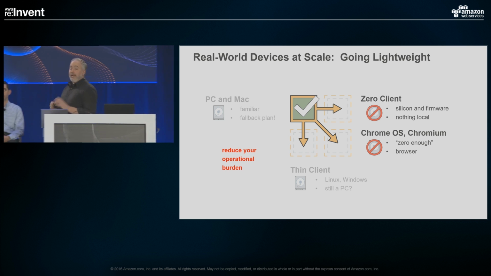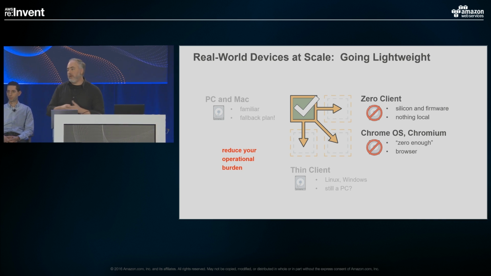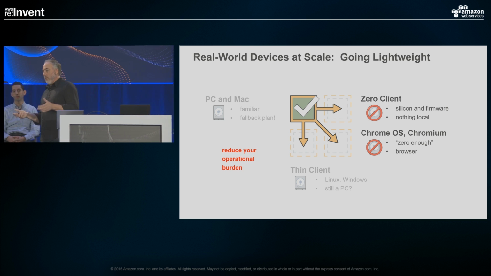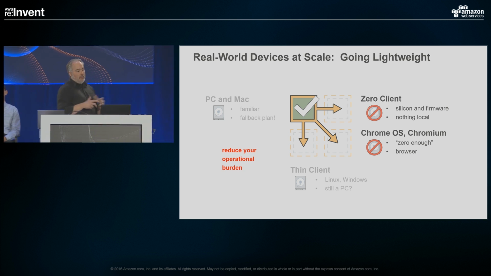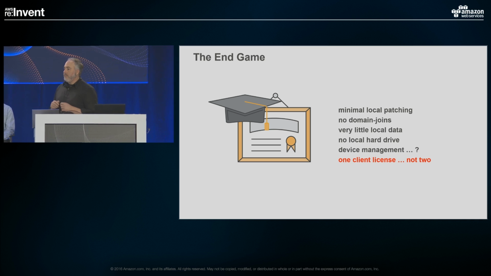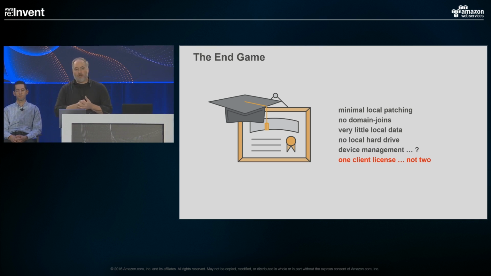The number one goal at scale, and scale is a different number for customers. You might have a customer who's at 20 and a customer who's at 200 or 2,000, or take Amazon.com, for example. We're well over 5,000 workspaces today that are corporate connected. Scale is all about reducing your operational burden, and that is the number one focus when you go to scale. So the goal here in the end game is to have minimal local patching on your device.